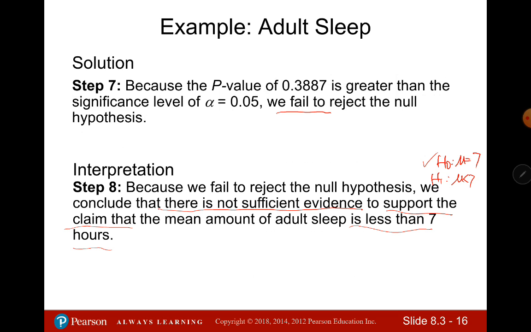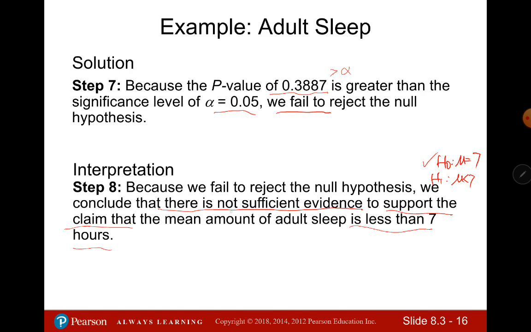But we know from the output, we know the p-value is 0.3887. So it's definitely greater than alpha, right? Because alpha is 0.05. If p-value is greater than alpha, we will fail to reject our null. Of course, the last step, we need to interpret our conclusion into the non-technical form.